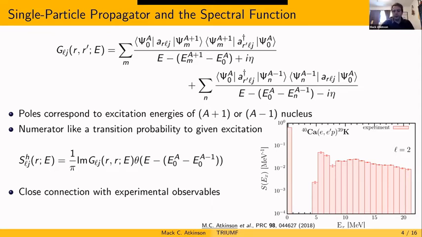But in fact, you see significant fragmentation of the strength, so this is a log scale. Indeed, most of the strength is contained in that peak at 0, but there's also non-negligible fragmentation of the strength, which is direct evidence of correlations in the nucleus. And this is exactly what the spectral function is as well. So there's a good connection with experiment in this single particle propagator.